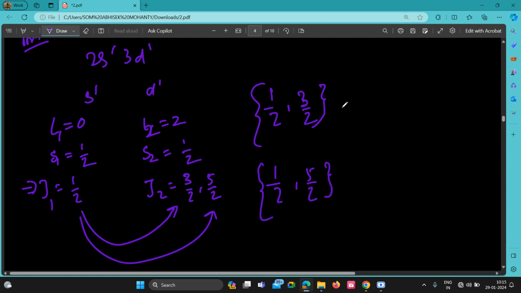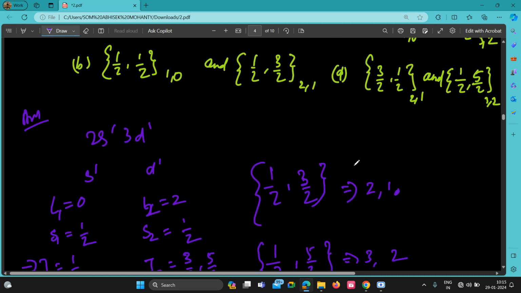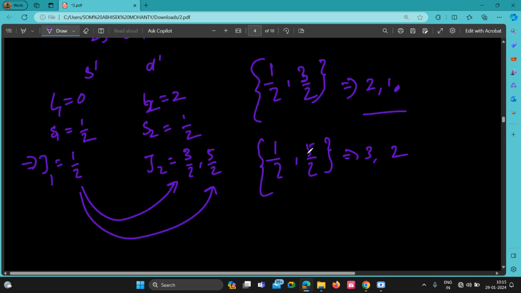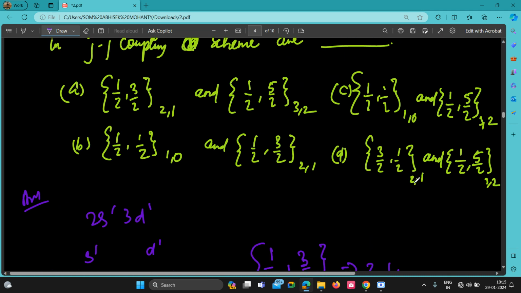From half, 3 by 2 we will get half plus 3 by 2 to half minus 3 by 2, so that is 2, 1. And from half, 5 by 2 we get half plus 5 by 2, that is 3, and half minus 5 by 2, that is 2. So this is the answer: half 3 by 2, 2 1, and half 5 by 2, 3 2. Correct order is there. Option A is the correct answer.